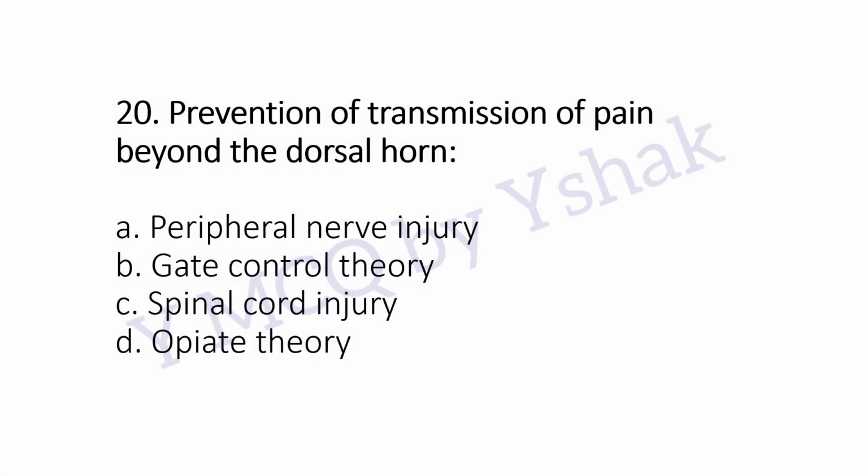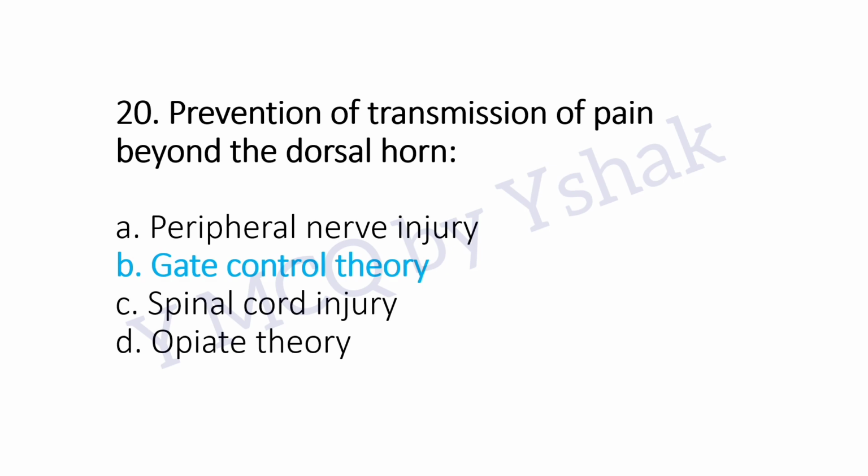Prevention of transmission of pain beyond the dorsal horn. Option A, peripheral nerve injury. Option B, gate control theory. Option C, spinal cord injury. Option D, opioid theory. And the answer is option B, gate control theory.